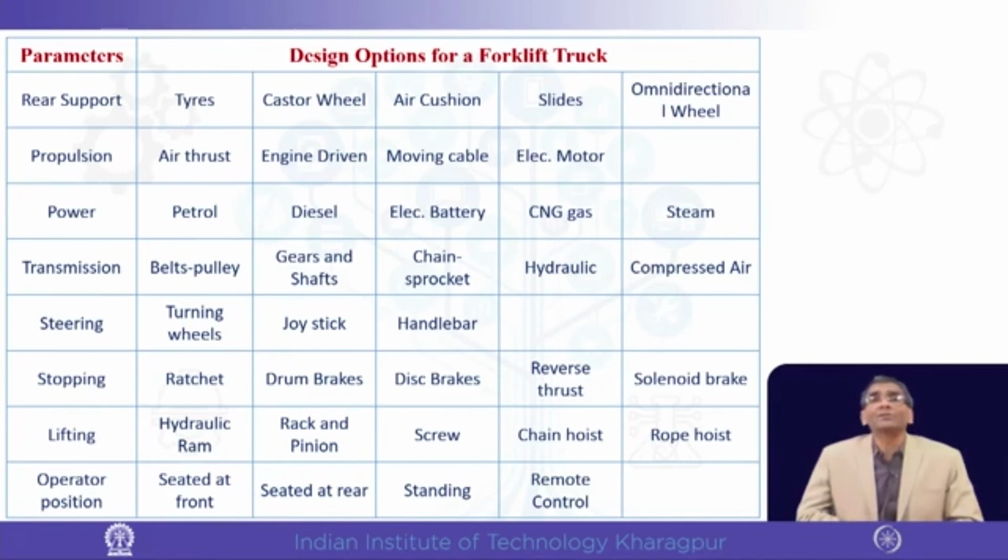Similarly, stopping can be brakes, disc, drum brakes, ratchet, reverse thrust and so on and so forth. Lifting can be hydraulic, chain hoist, screw, rope hoist and so on and so forth. Operator position can also be changed. One can be seated at the front, one can be seated at the back or rear, even one can stand and make a move, and now there are options to do it by remote control, that also is possible. So, this is how the matrix is formed with an example case of a forklift here.